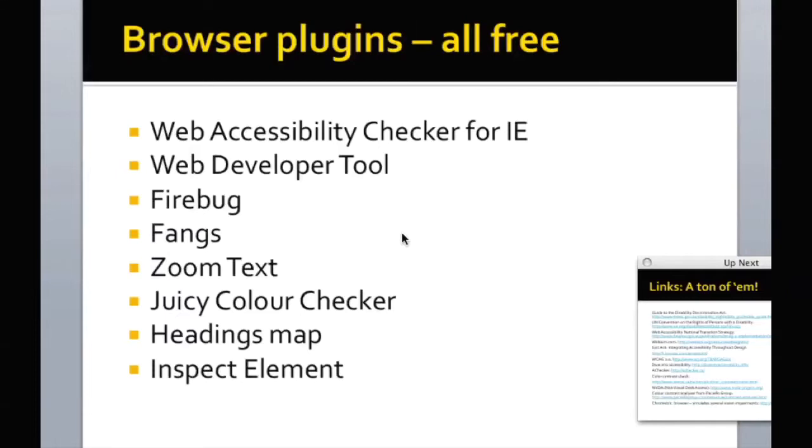Web Developer Toolbar is fabulous. It's on Chrome and Firefox. There's, I think, Web Accessibility Checker for IE, if you're a user of IE. There's other little ones, like Juicy Color Checker. It'll take a look at your site and give you a quick view on how the contrast is working, whether the contrast is too high or too low.